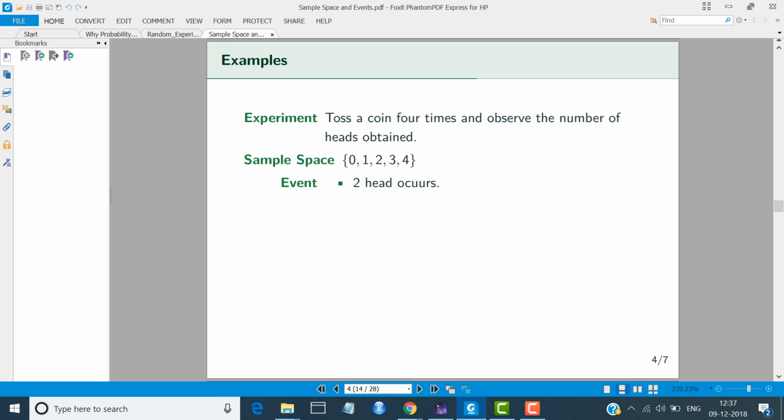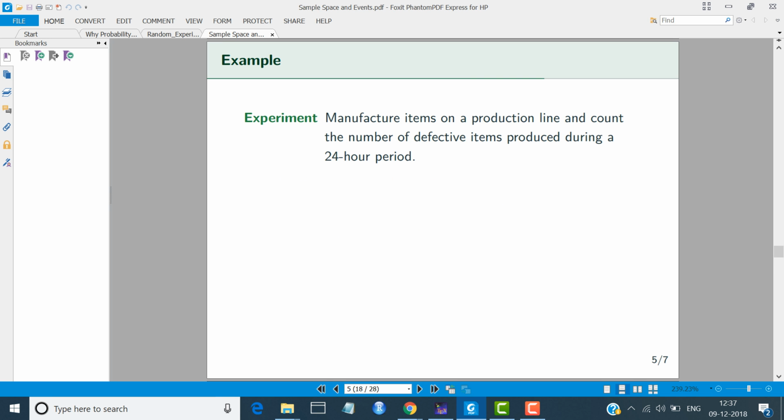Now we define different events. Event A is that at least 2 heads occur. So our event A is equal to {2, 3, 4}.